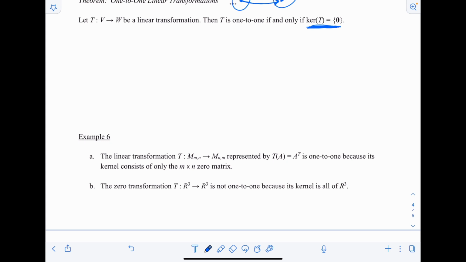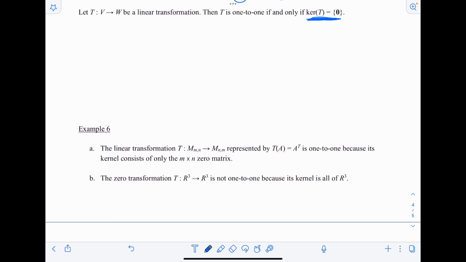On the flip side, if I perform a zero transformation, mapping R3 to R3, this is not one-to-one because the kernel is all of R3. What a zero transformation is saying is that if I take 0 of v, it equals 0. In other words, v can be anything I want it to be. I'm multiplying it by 0, so of course I'm going to get a zero vector. So v can be any vector. Basically, every single vector in V is mapping to the zero vector, which clearly would not be one-to-one.